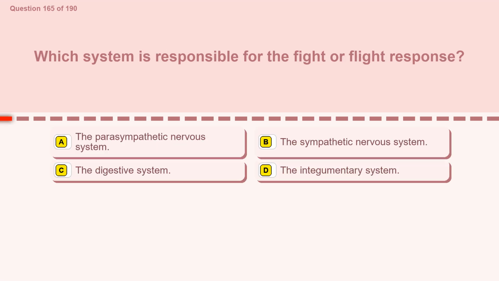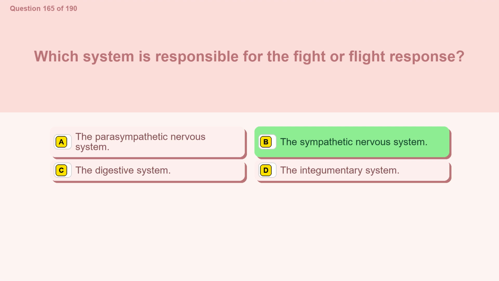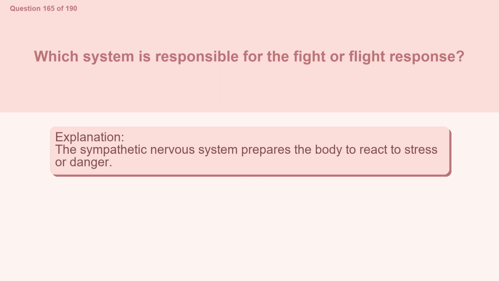Question 165. Which system is responsible for the fight or flight response? Option A, the parasympathetic nervous system. Option B, the sympathetic nervous system. Option C, the digestive system. Option D, the integumentary system. The correct answer is option B, the sympathetic nervous system. The sympathetic nervous system prepares the body to react to stress or danger.